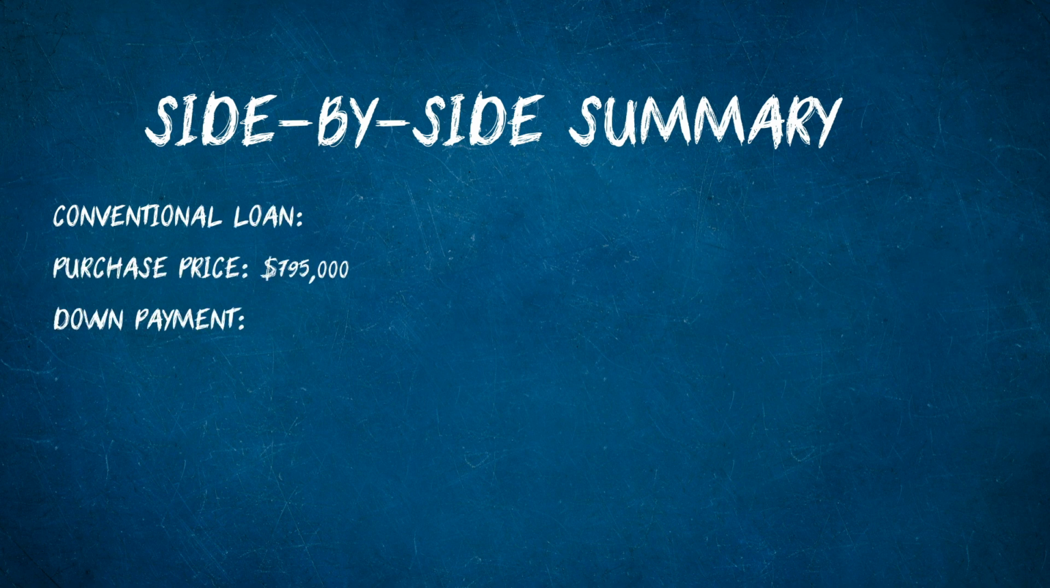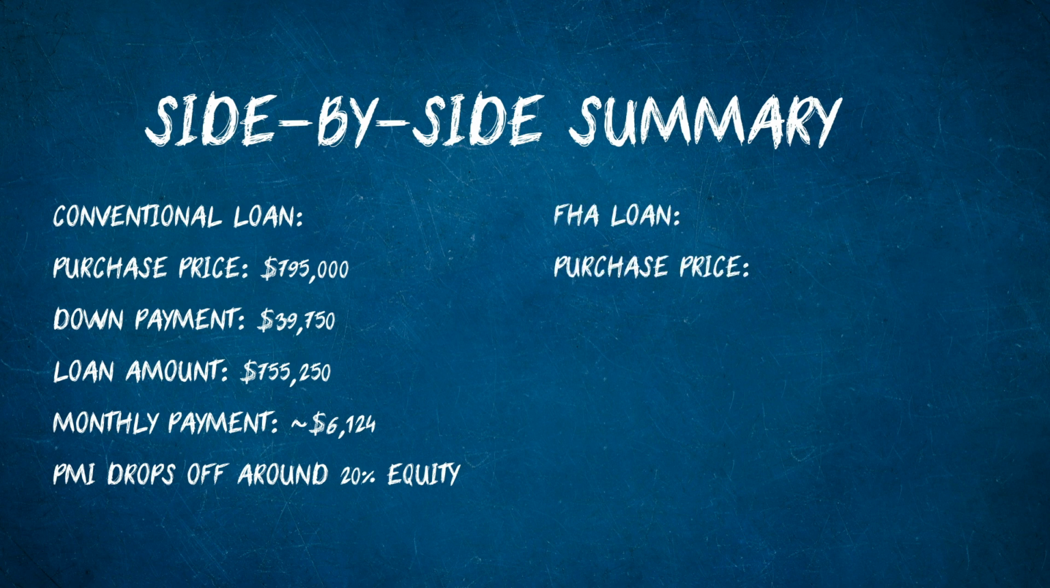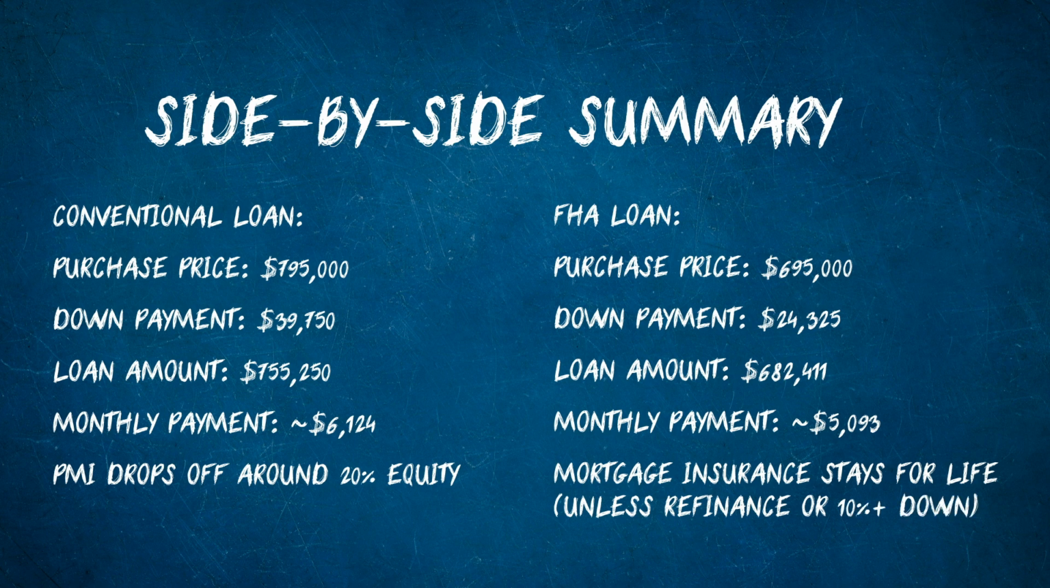Now, side-by-side summary. Conventional loan on a $795,000 purchase. The down payment, $39,750. Loan amount, $755,250. Monthly, around $6,124. PMI drops off at approximately 20% equity. FHA loan on a $695,000 purchase, down payment $24,325, loan $682,411, monthly around $5,093. Mortgage insurance stays on for the life of the loan unless you refinance, or you put down at least 10%, but we'll leave that for another time.